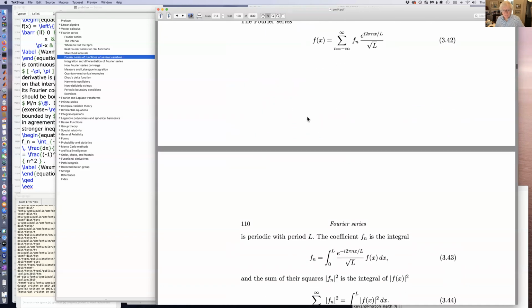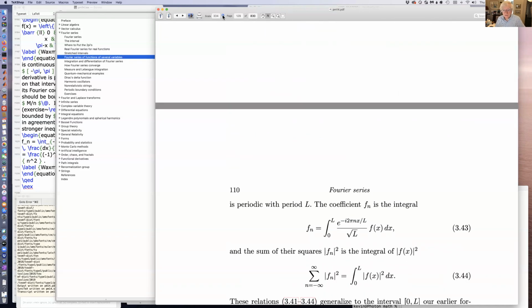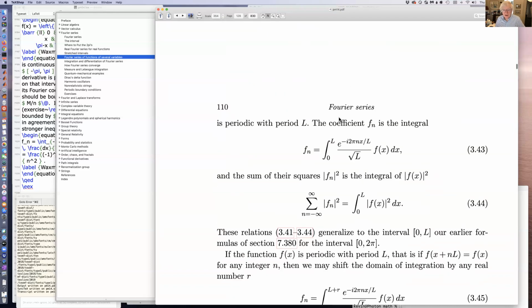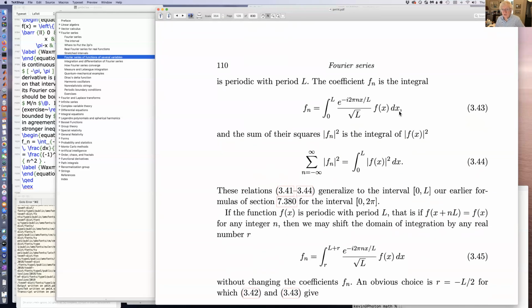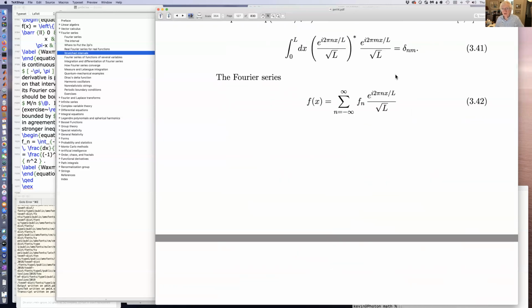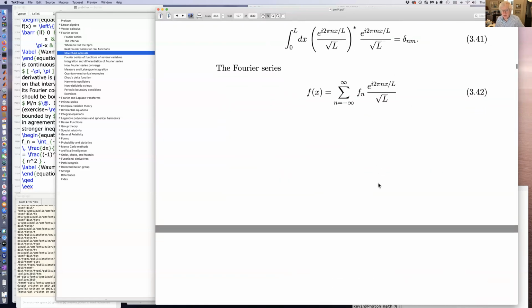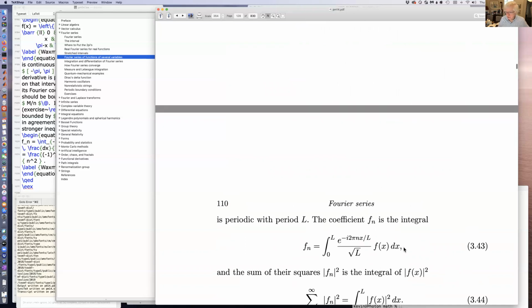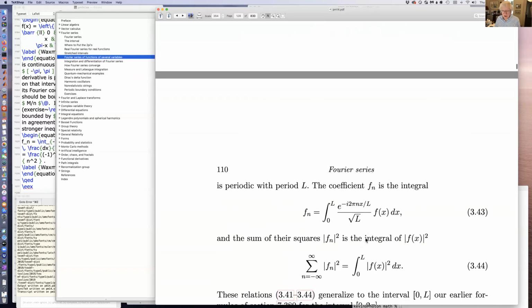And let me just make this a little bigger for you. And the Fourier coefficients look like that. So once again, the key formulas are this one, that one, and this one. So those are the formulas you need to know. As I said, it's 90% of the Fourier analysis.